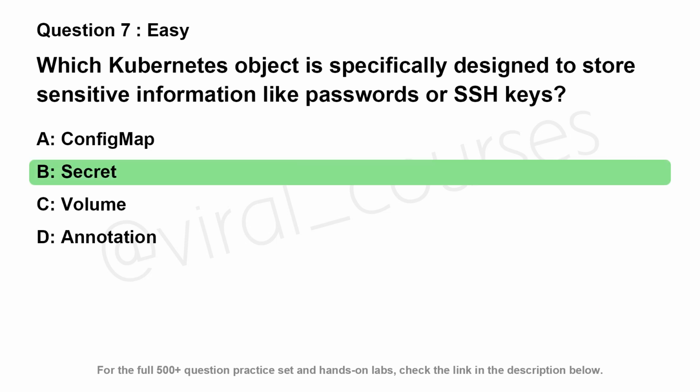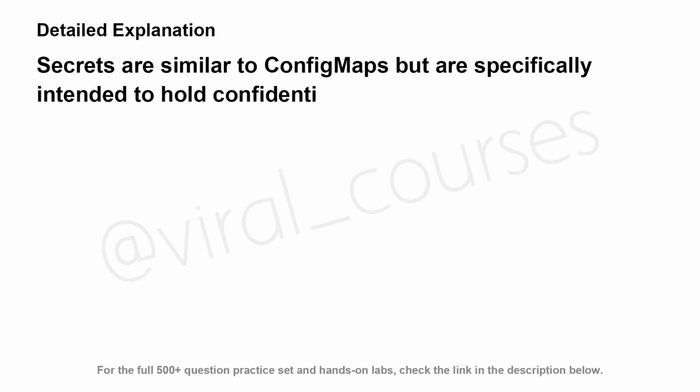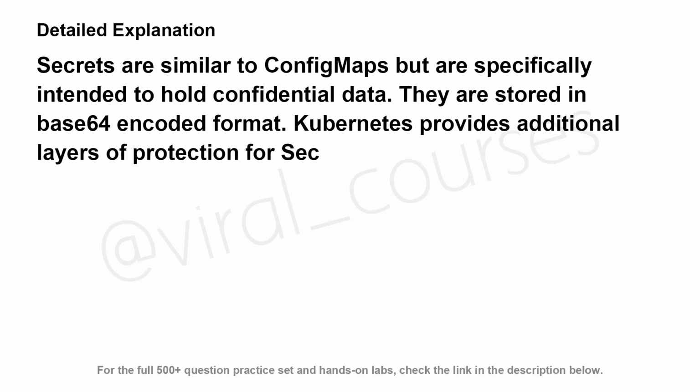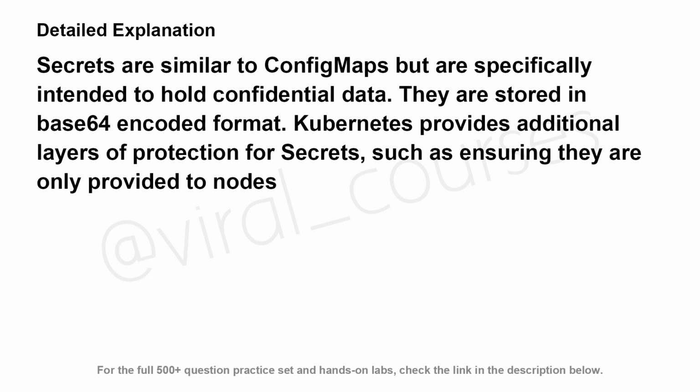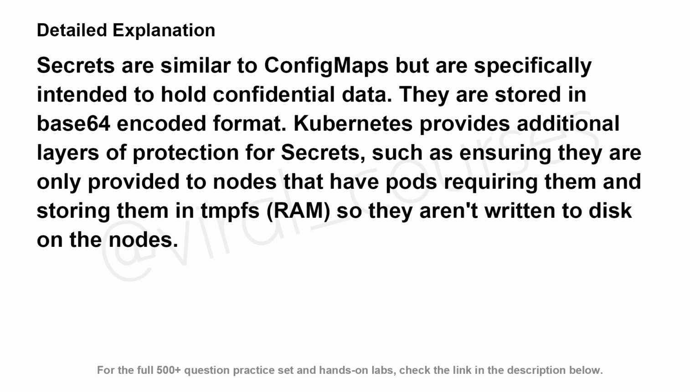The correct answer is B. Secrets are similar to config maps but are specifically intended to hold confidential data. They are stored in base64 encoded format. Kubernetes provides additional layers of protection for secrets, such as ensuring they are only provided to nodes that have pods requiring them and storing them in tmpfs RAM, so they aren't written to disk on the nodes.